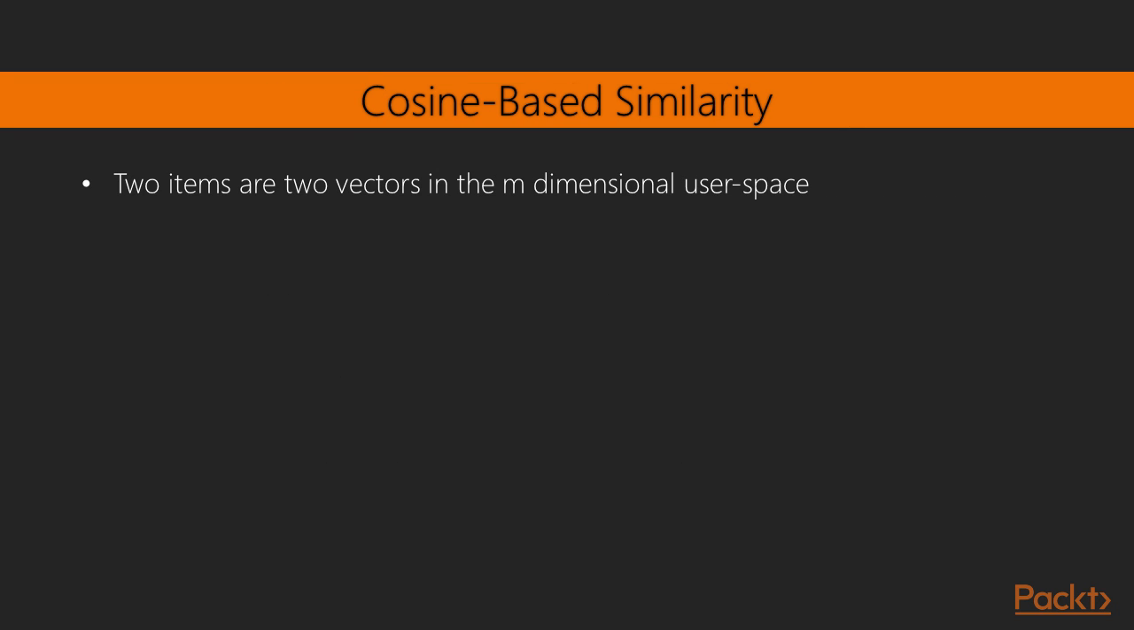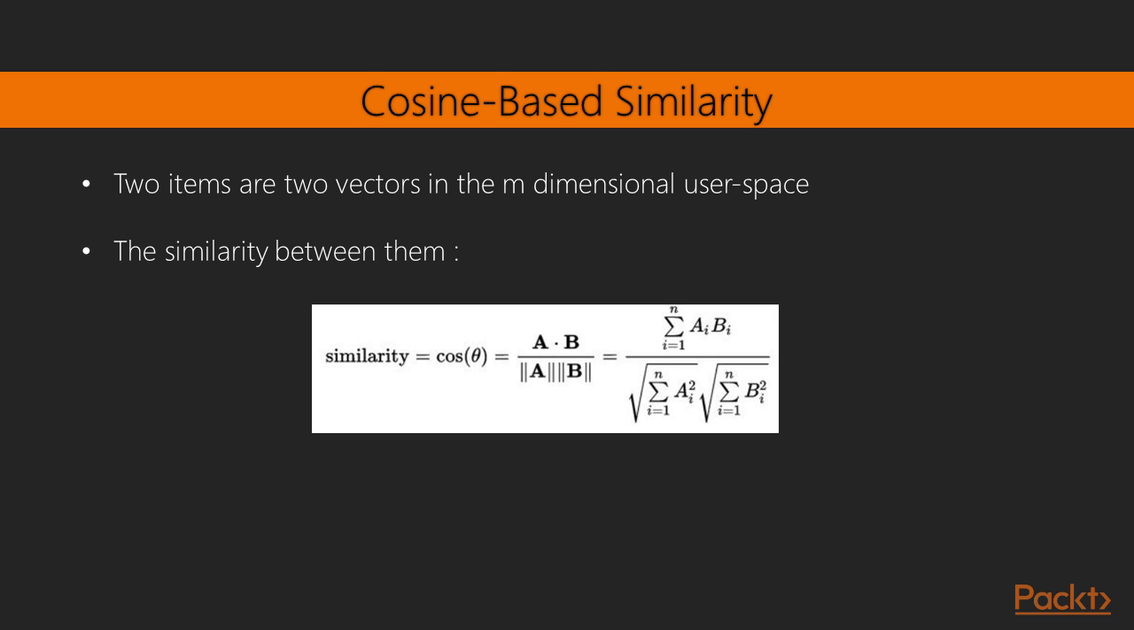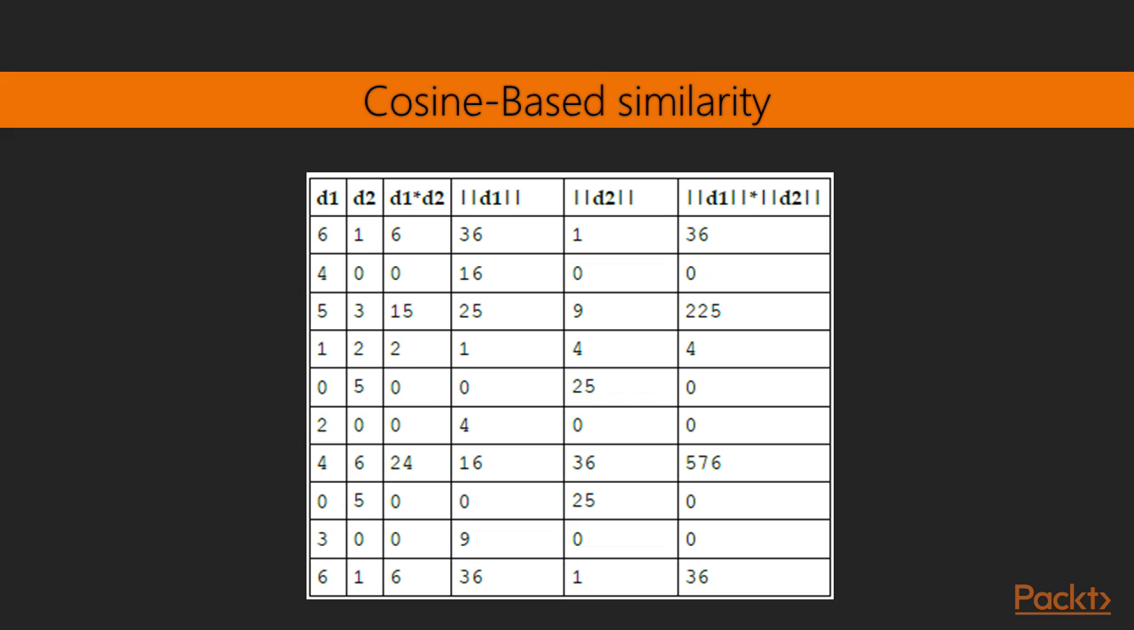Cosine-based similarity. Two items are thought of as two vectors in the m-dimensional user space. The similarity between them is measured by computing the cosine of the angle between these two vectors. Here is the formula for computing cosine similarity between two vectors. Let's take a numerical example to compute the cosine similarity. So cosine similarity between d1 and d2 is 44%.